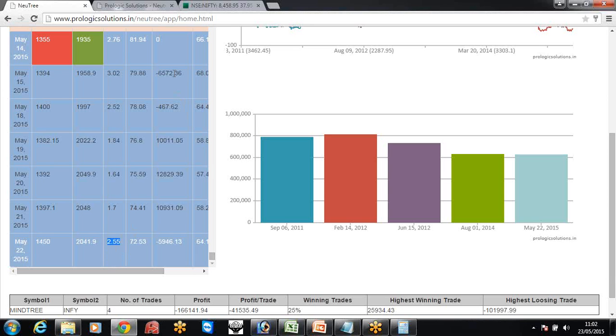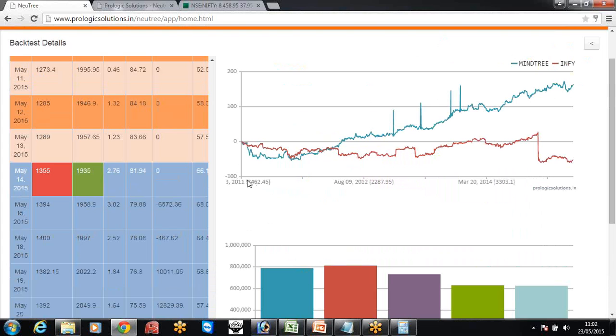But otherwise, this has already given you profits. You can see that. We don't have much data for this. That is a problem for Mindtree. So this is a pair.